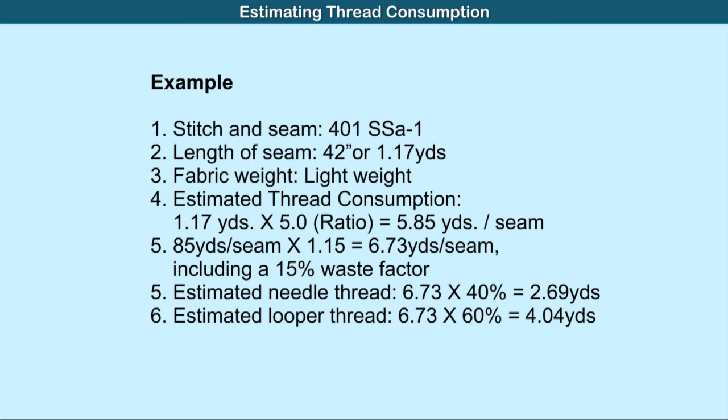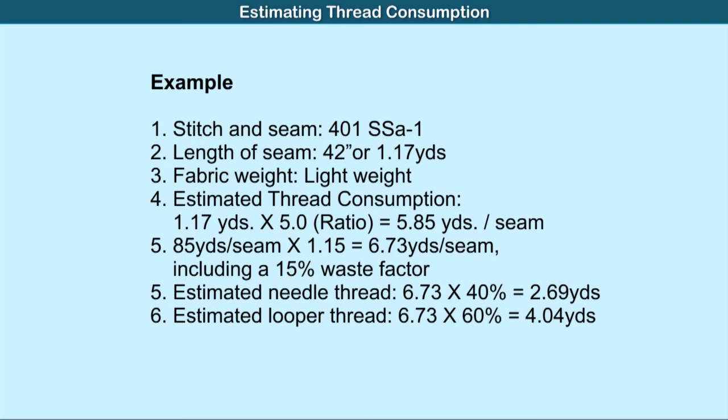Stitch and seam is a 401 superimposed seam. Length of the seam is 42 inches again, or 1.17 yards. Fabric weight is lightweight. Estimated thread consumption will be 1.17 yards multiplied by 5, which gives 5.85 yards per seam. And 5.85 yards per seam multiplied by 1.15 will give 6.73 yards per seam, including a 15% wastage factor.